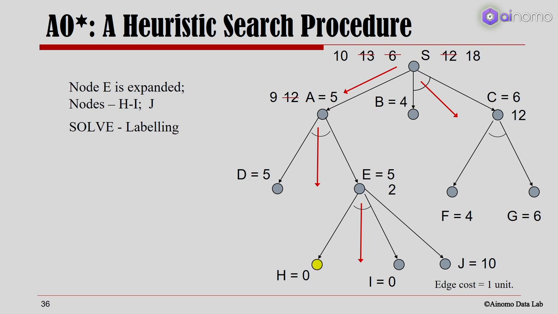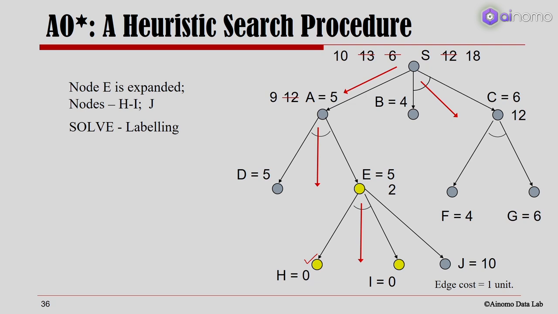So, we have H, which is part of the solution set, and we have I, which is part of the solution set. Here I should point out that I have marked the solved nodes in yellow, so that I can see which node I am talking about as I propagate bottom-up. So, H and I are solved. That would make node E a solved node.